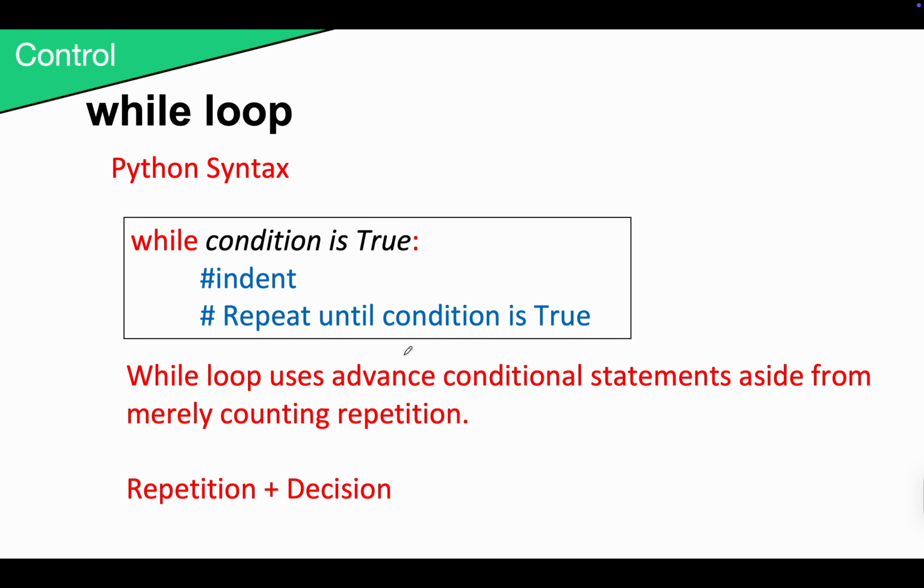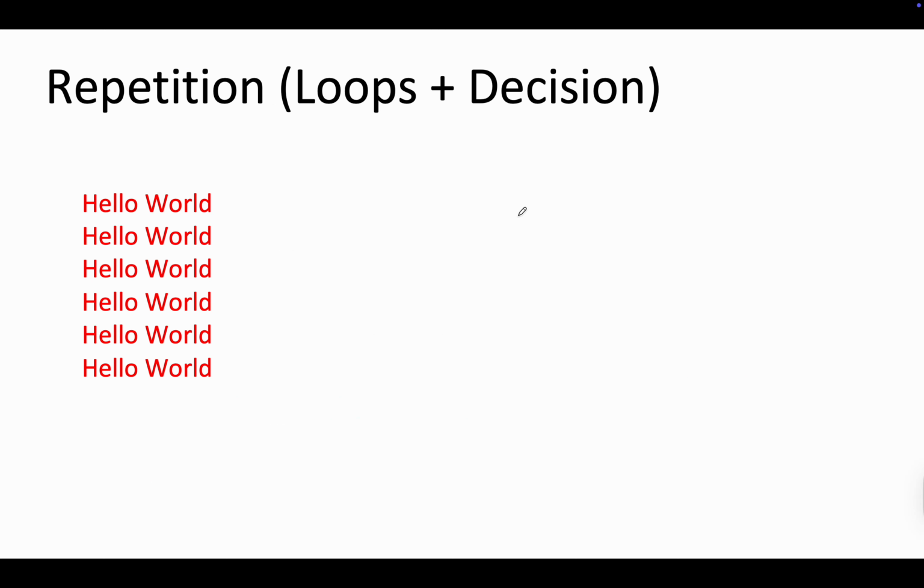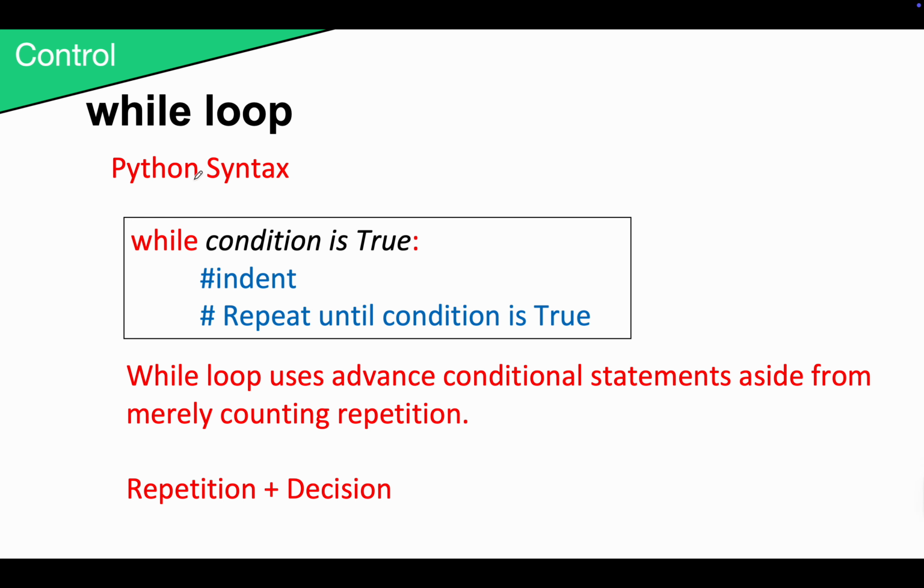Okay, so we have another type of loop, what we call the while loop. The while loop is still the same. You're going to set where to start, and while this condition is true, then what are you going to do? Like the if conditional statements, we need to indent.